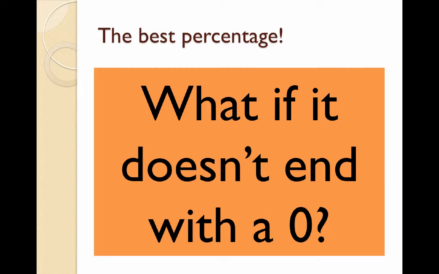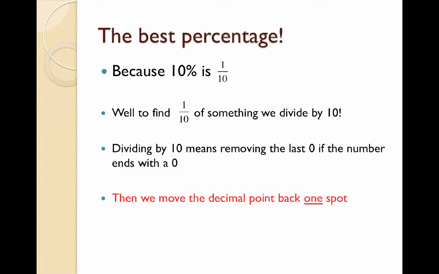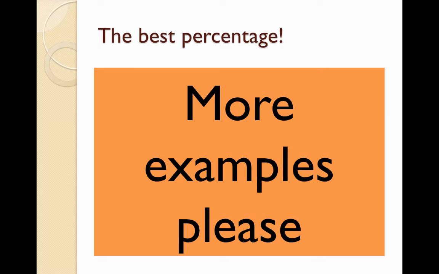But what if the number doesn't end with a zero? Not all numbers end in zero. Well, if it doesn't end in a zero, then what we need to do is take our decimal point and move it back to the left one spot. That's what dividing by 10 is. So let me give you some more examples.